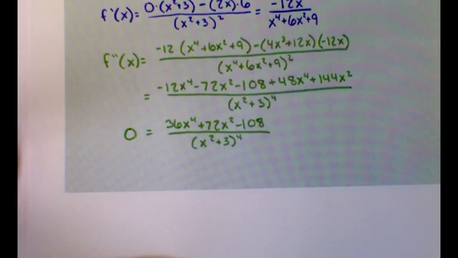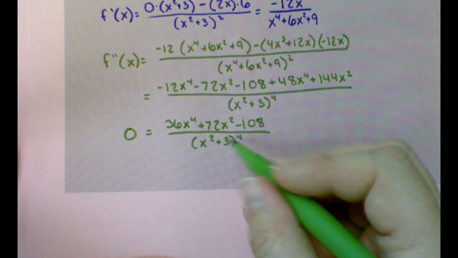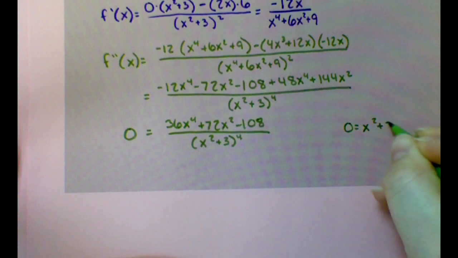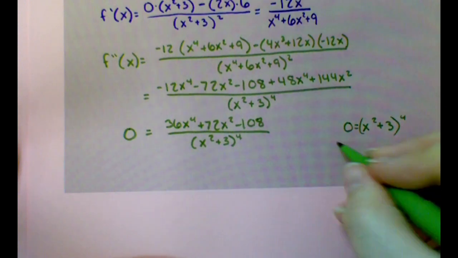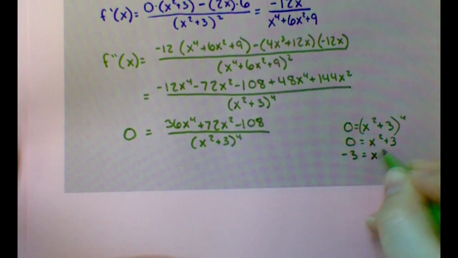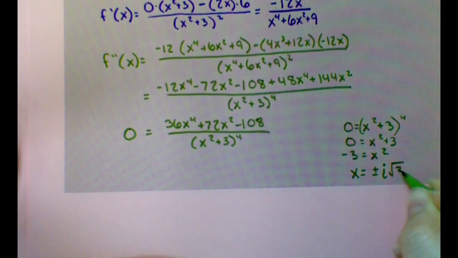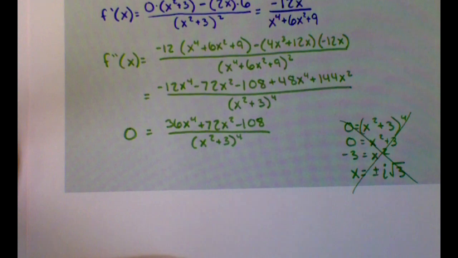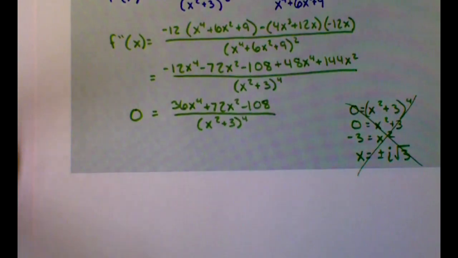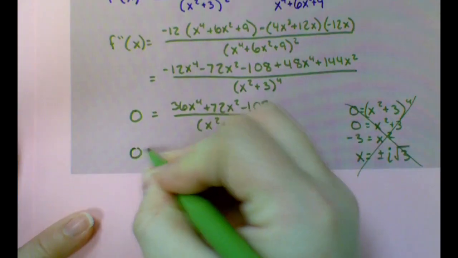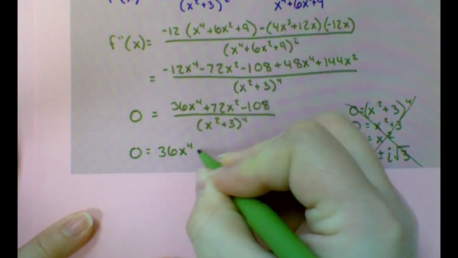And just like we did with our first derivative, we are going to set that equal to 0. Well, let's see what x can't be first. What would make the denominator 0? Well, I do a 4th root, so I have 0 equals x squared plus 3. Subtract the 3 over, and square root it, I get x equals positive or negative i square root 3. We don't care about imaginary answers here. We're only looking for the real ones. So nothing makes the denominator 0. So remember that for a fraction to equal 0, the numerator must be 0. So I can essentially ignore the denominator now.